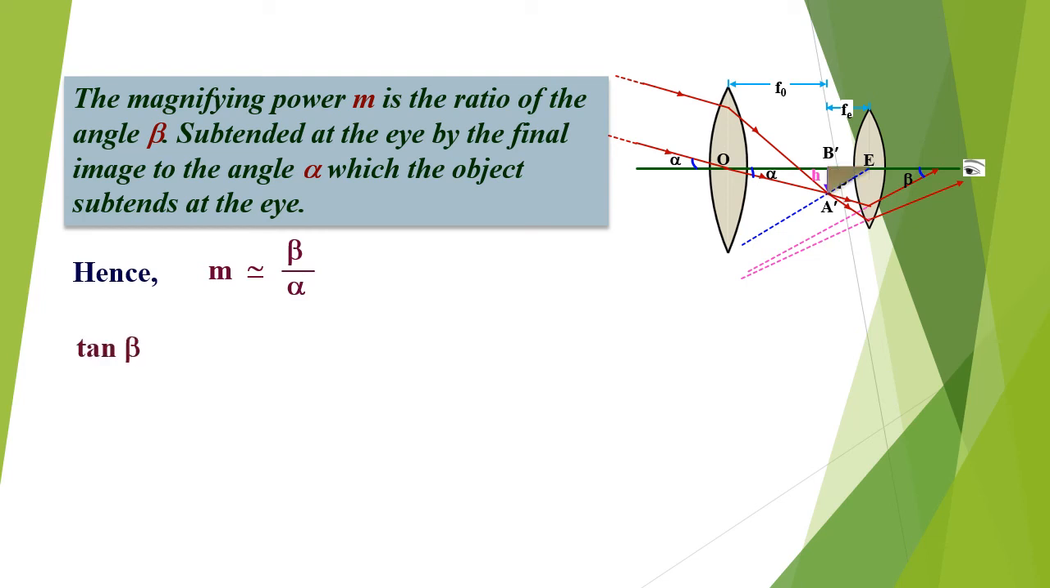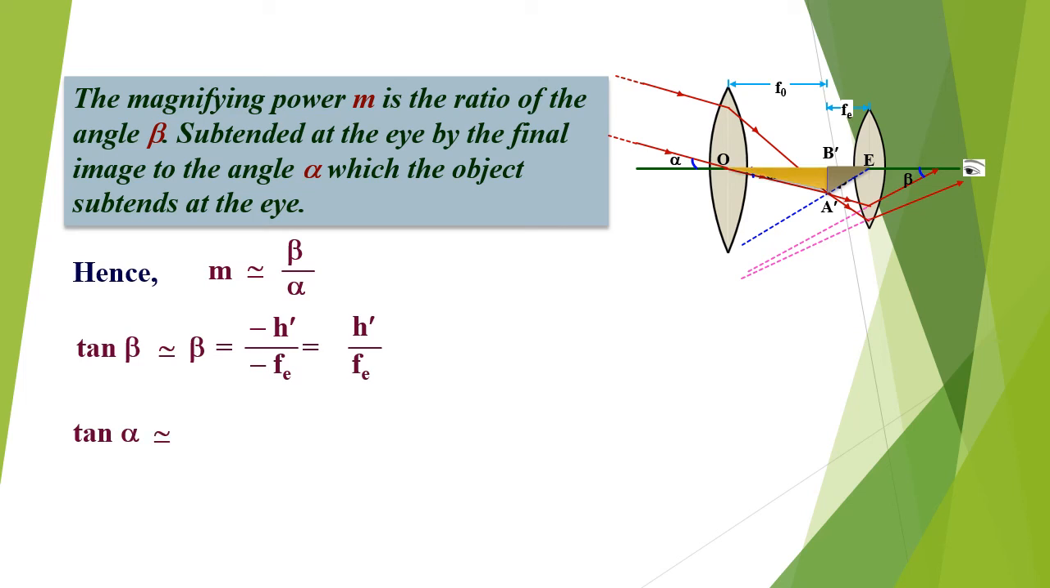So tan beta, I want to find out beta, so I am taking tan beta, and for smaller angles tan beta will become beta. So that gives rise to minus h dash, or h dash we can take, divided by minus fe, that gives rise to h dash by fe.